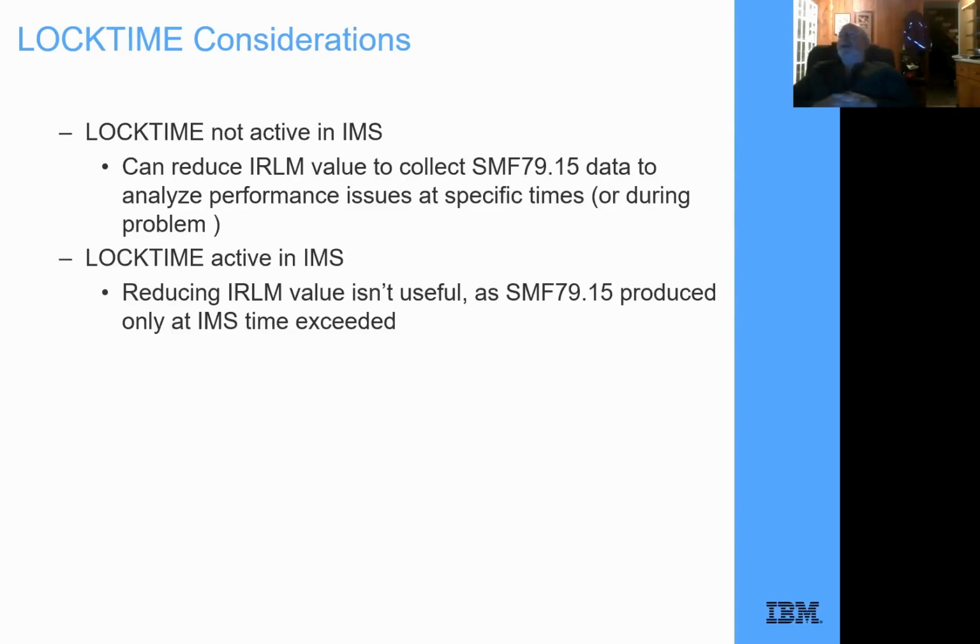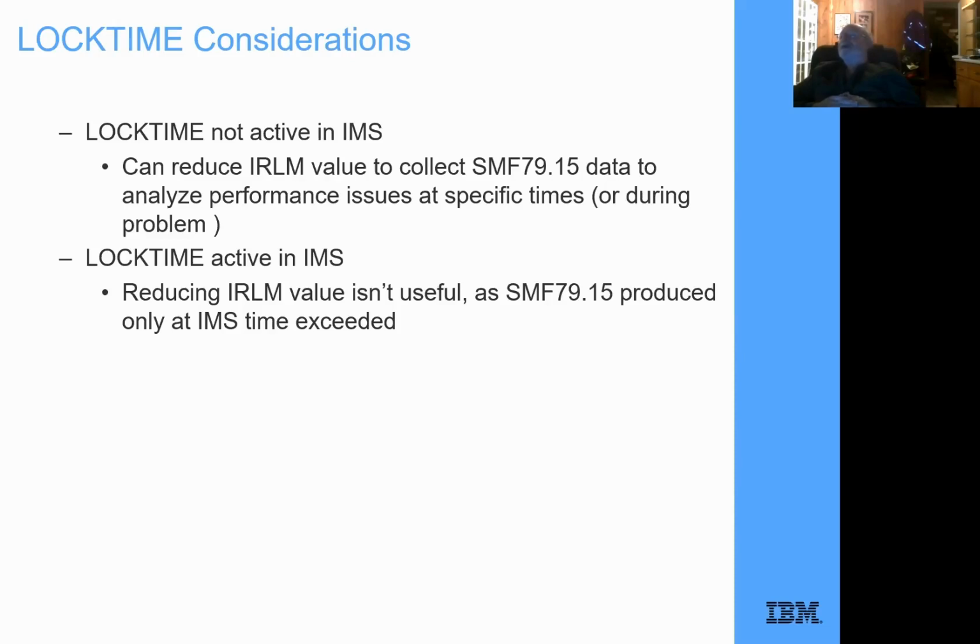So a little known function here is, even if you're not using lock time in IMS, you did not code it in DFSVSMxx, you can reduce the IRLM value to collect SMF 79 15 records to analyze performance issues with a modify command.